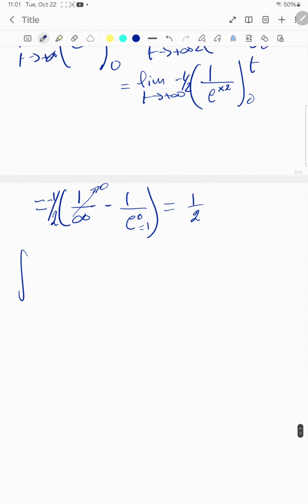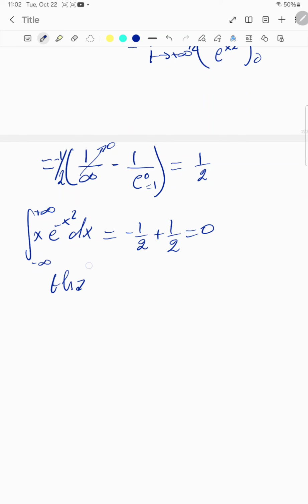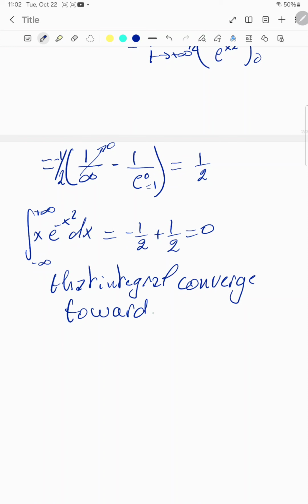So to solve that problem, the integral between minus infinity and plus infinity of x e to the power minus x squared dx is equal to minus 1/2 plus 1/2, which is equal to 0. So that integral converges towards 0. And that would be the solution.